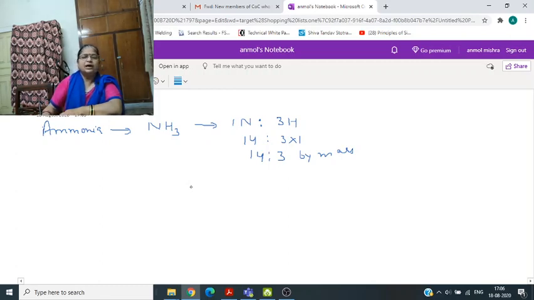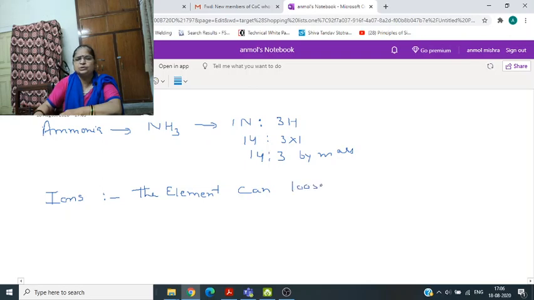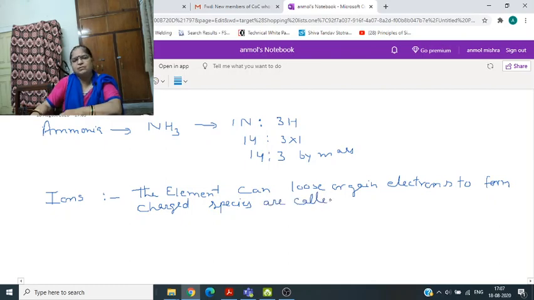Now comes ions. What are ions? The elements can lose or gain electrons to form charged species, which are called ions.